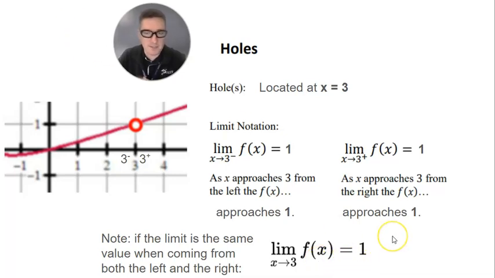Let me be clear about something, and maybe this is the mathematician inside of me. We are not saying that the function equals 1 at this place, because the function has no value there. We're just saying that the value approaches 1 as we approach that hole from both sides.